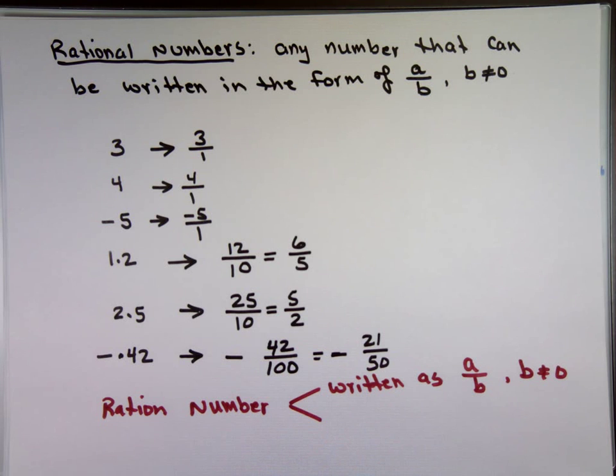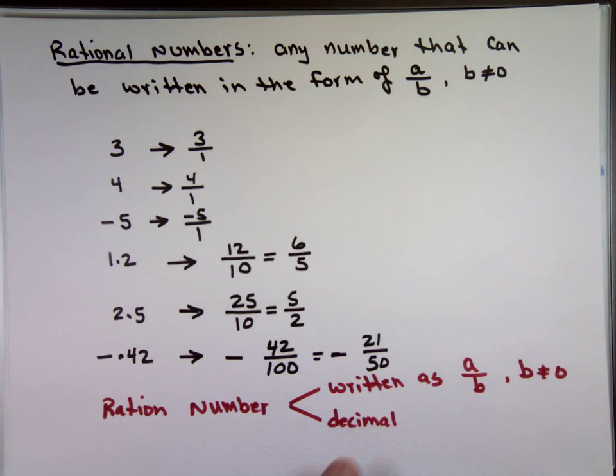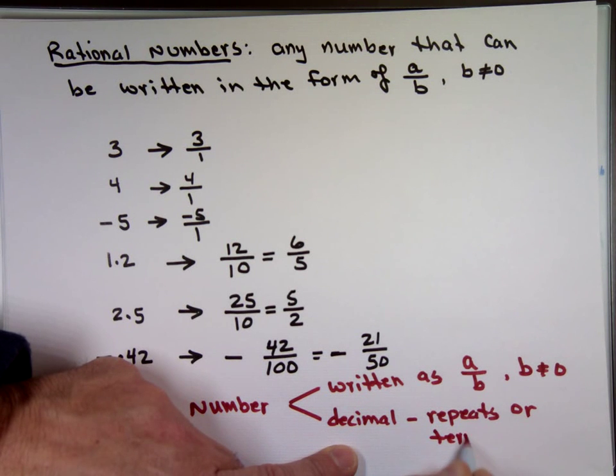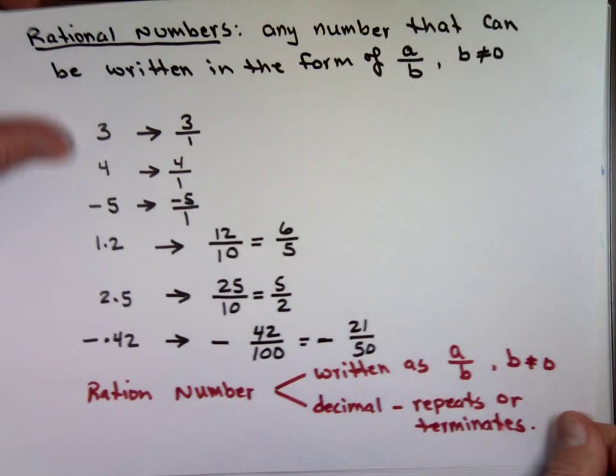So if you can write the number as a fraction, it is a rational number. And if you don't want to worry about how to change this to a fraction, any decimal number that repeats or terminates is a rational number. So let's think about this. Repeats or terminates.